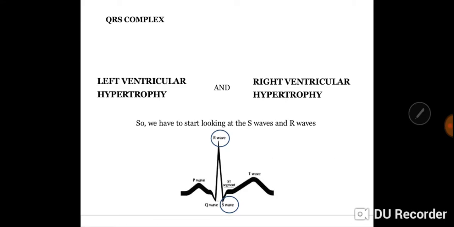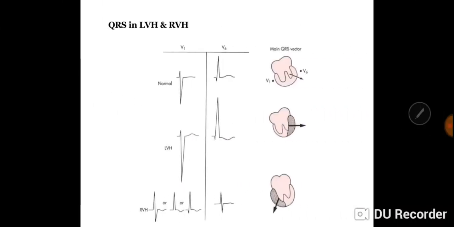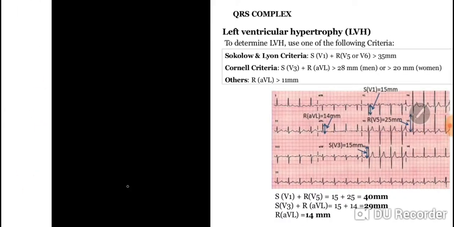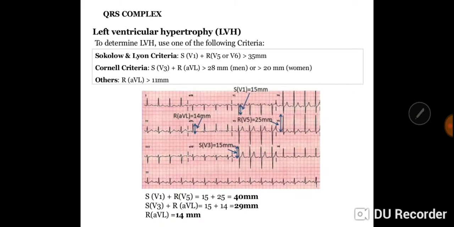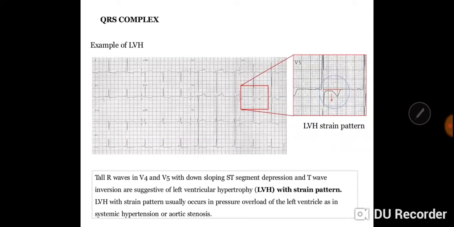Let's talk about left ventricular hypertrophy and right ventricular hypertrophy. To find these out, you need to calculate the millimeters of, even for left ventricular hypertrophy, this criteria, the Sokolow-Lyon criteria: in V1 the size of S, that is the maximum deflection, and in V5 or V6 the size of R. You add these up. If it is more than 35 millimeters, you've got yourself left ventricular hypertrophy.